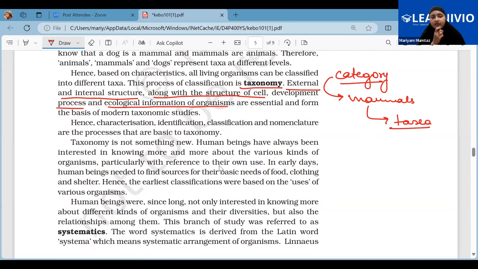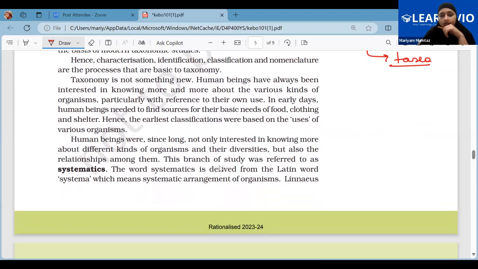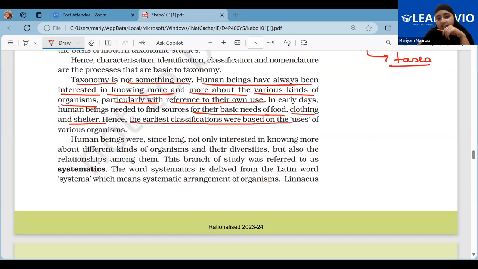So all of these things that we did study, all of these characterization, identification, this would come under taxonomy. Now, taxonomy is not something new. Human beings have always been interested in knowing more and more about the various kinds of organisms, particularly with reference to their own use. In early days, human beings needed to find sources for their basic need of food, clothing, and shelter. Hence, the earliest classification was based on the uses of various organisms, because earlier people did not have enough knowledge about things, right?